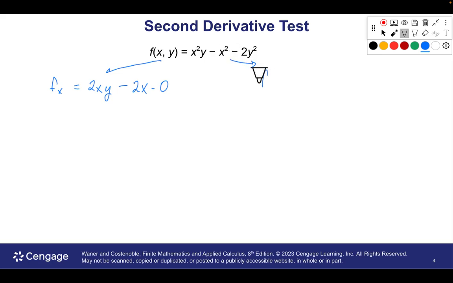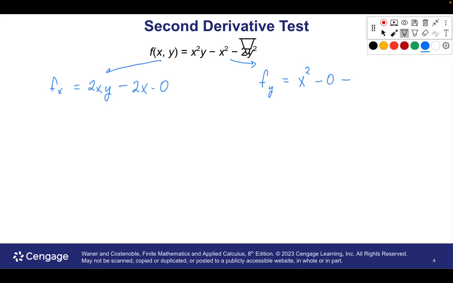Come over here. Let's do the same thing. Let's take the derivative with respect to y. X squared y. Now this time when we take the derivative of y, we get 1. So the x squared times 1. In the middle, we've got minus x squared. X is a constant, so that's a 0.